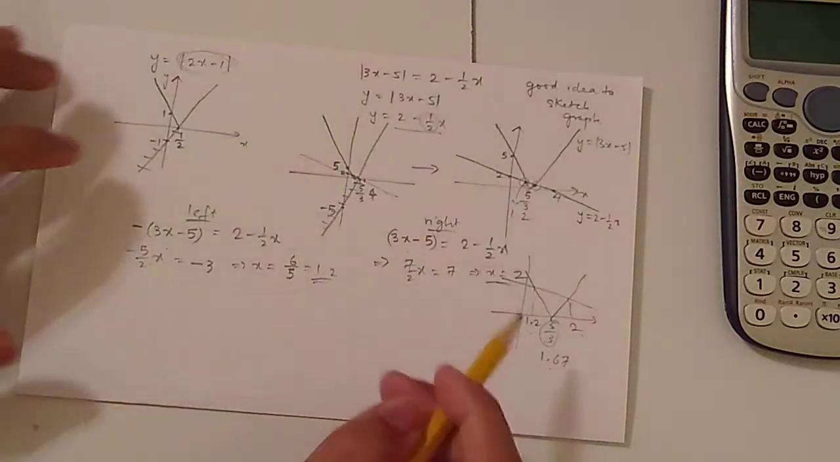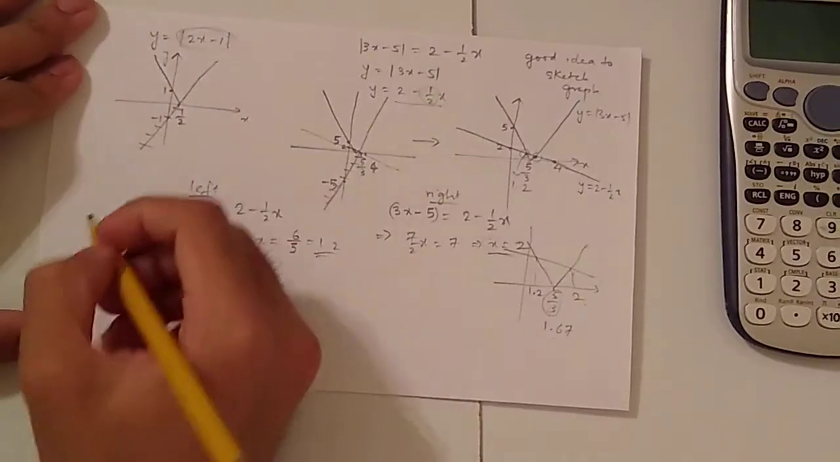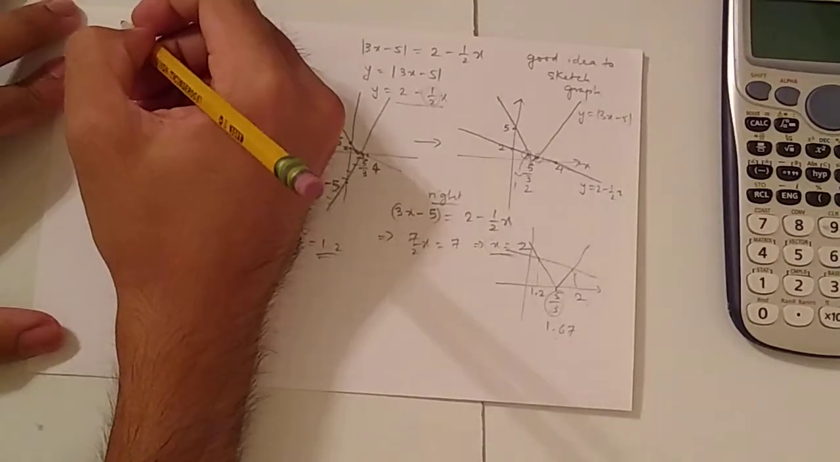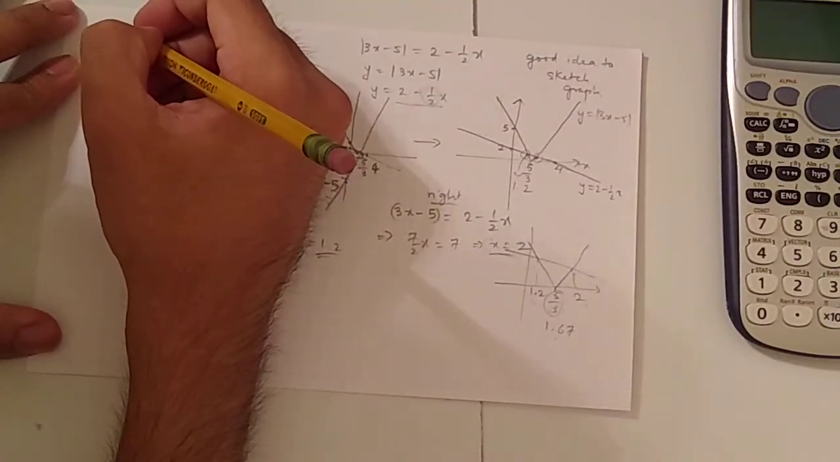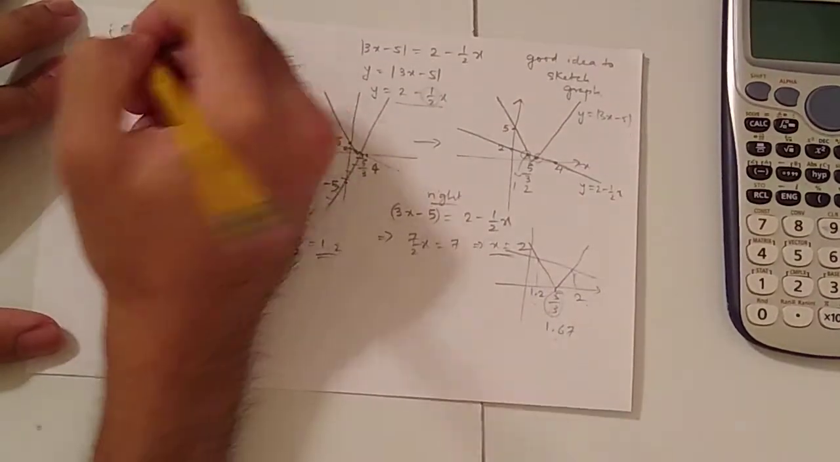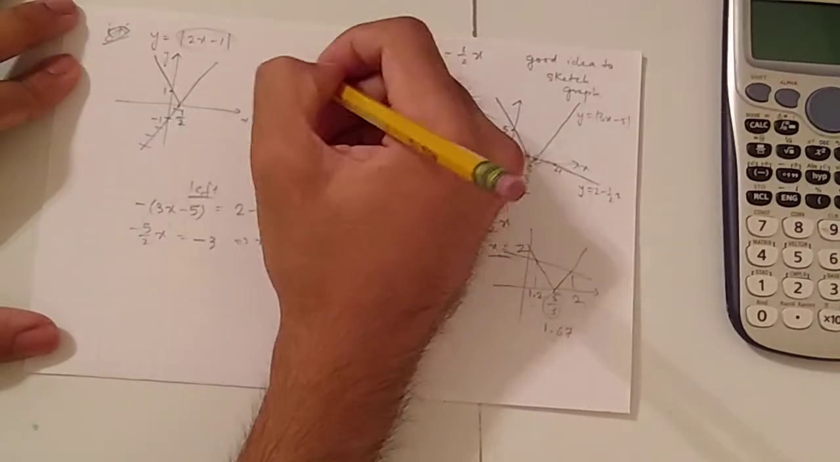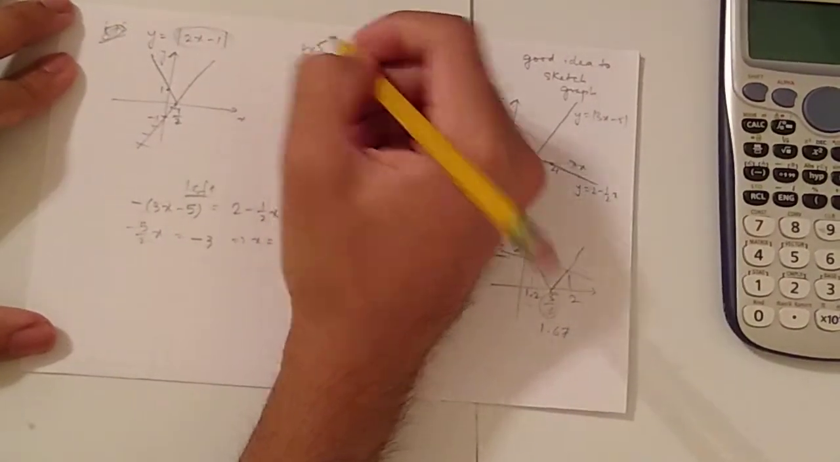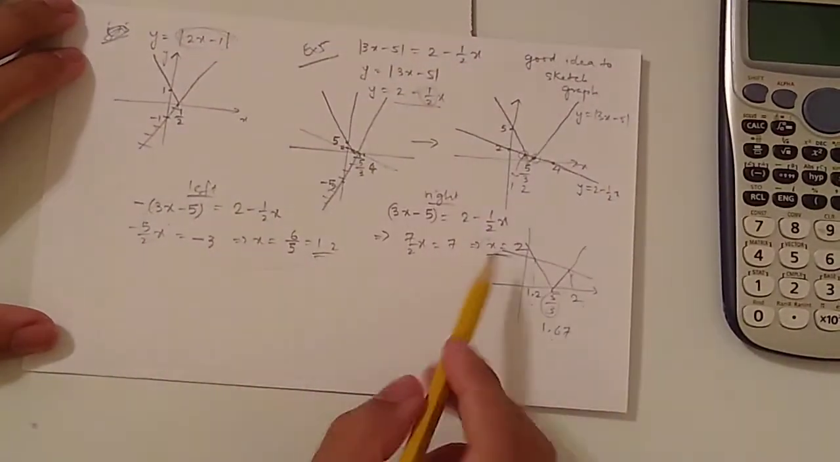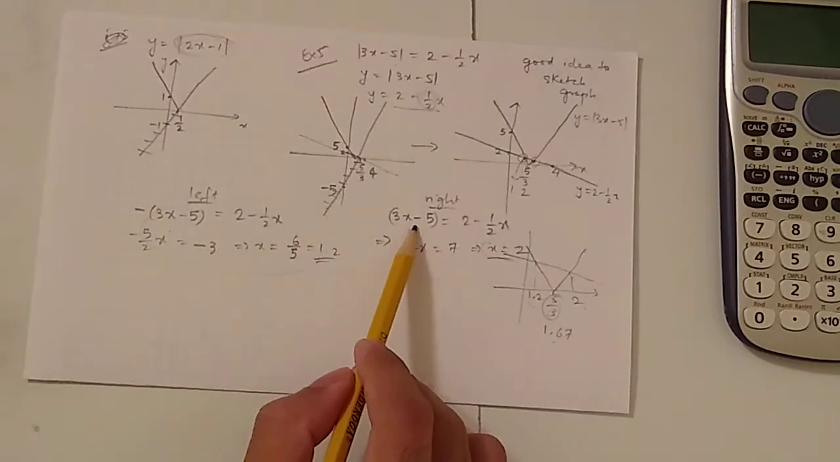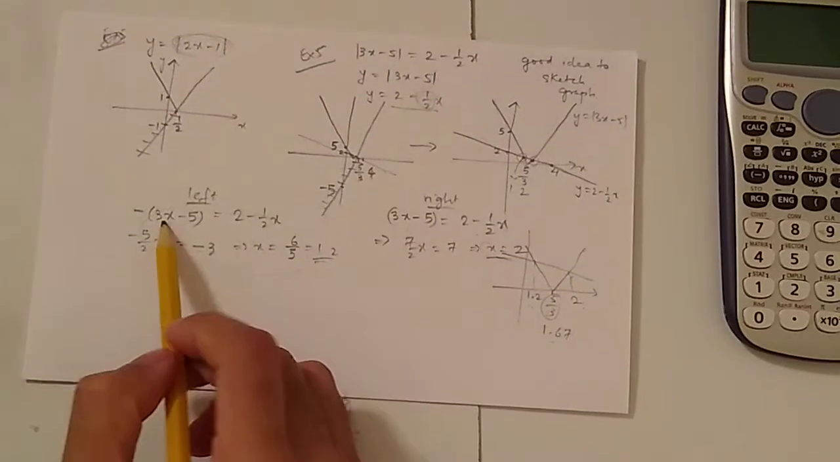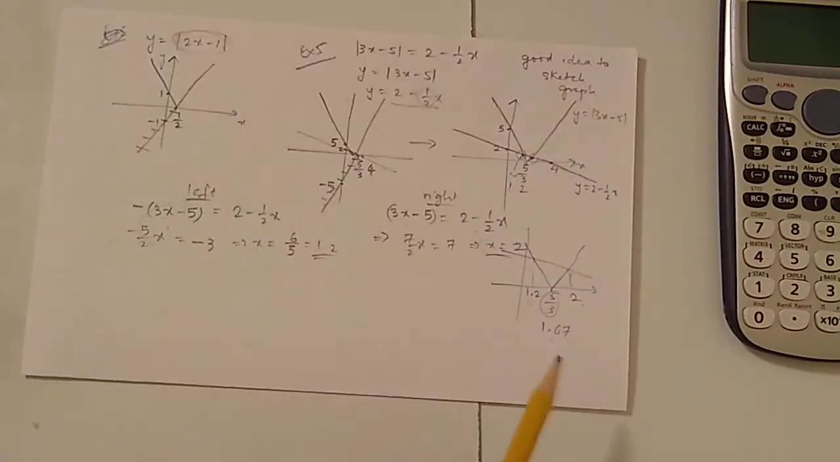Now let's consider this next example. The next example is example 6. This was example 5. Okay, so we have solved this equation again. We have the positive 3x minus 5 is equal to 2 minus half x, and we have the negative 3x minus 5 is equal to 2 minus half x.